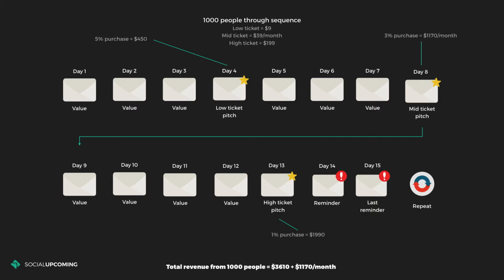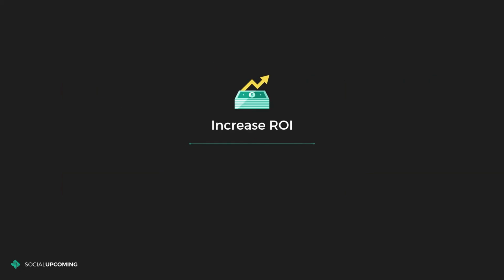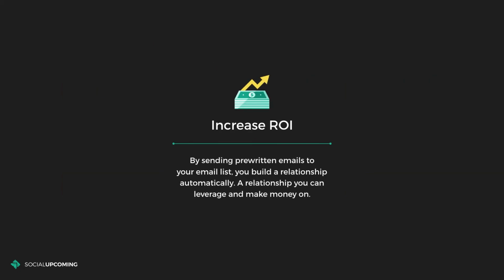Okay, so this was an example of the potential of running a 15-day email sequence. And again, the reason why you want to run these email sequences is because you want to increase your return on investment. By sending pre-written emails to your email list, you build a relationship automatically, but you can also leverage this relationship to make money. And when people trust you, they buy from you.